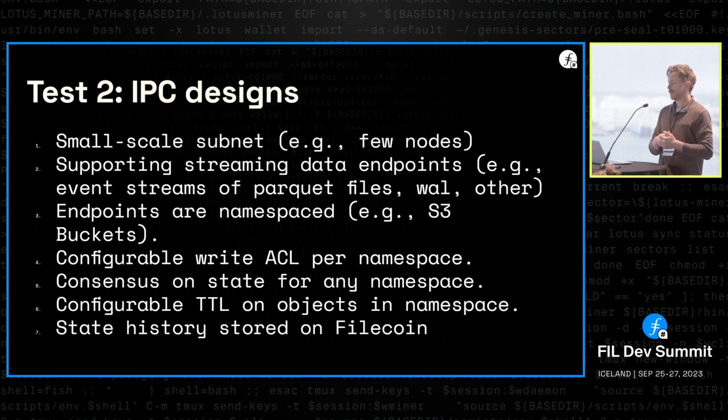So the IPC designs that we're working through. One thing that we realized is if you shove a SQLite actor into IPC, you're not going to want a really big subnet, right? You're not going to want 100 nodes all trying to replicate the exact same state of all the different namespace databases across that whole network. So can we just start with small subnets?